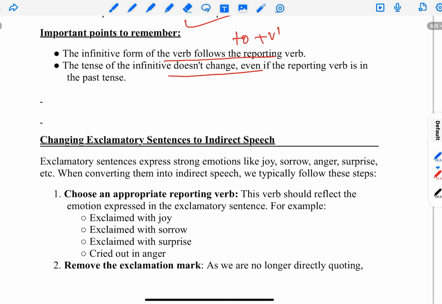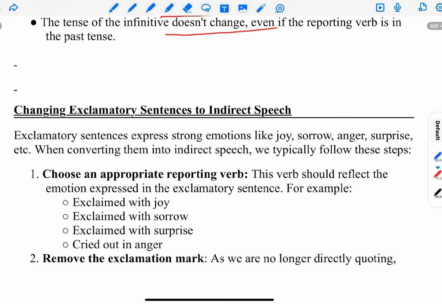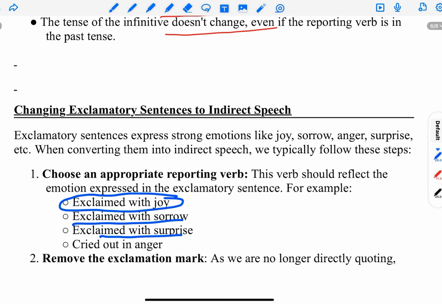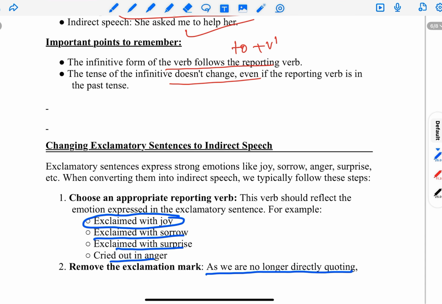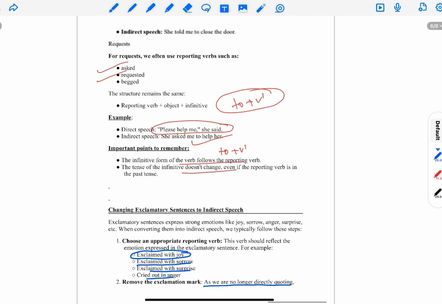Then, changing an exclamatory sentence into indirect speech. How will you change an exclamatory sentence into indirect speech? Here, only the reporting verb will change. In place of said and told, we will use reporting verbs like exclaimed with joy, exclaimed with sorrow, exclaimed with surprise, cried out in anger. And we have to remove the exclamation mark, as we did in the interrogative sentence. There will be no exclamation mark in indirect speech.